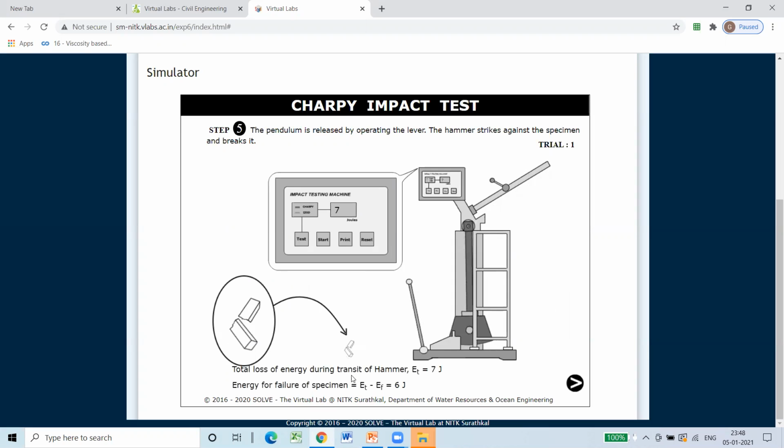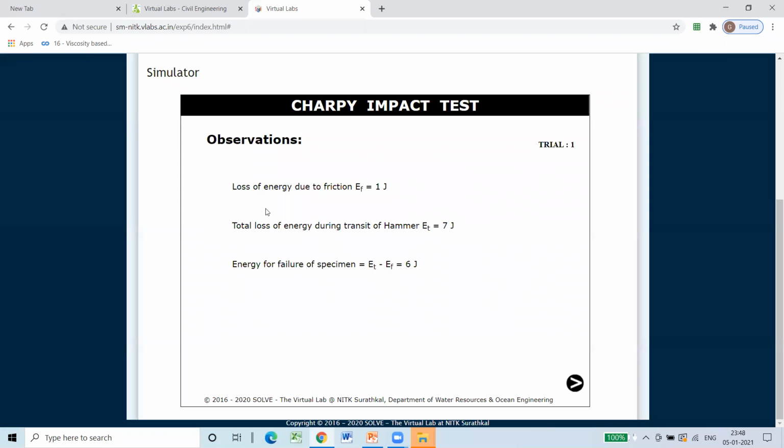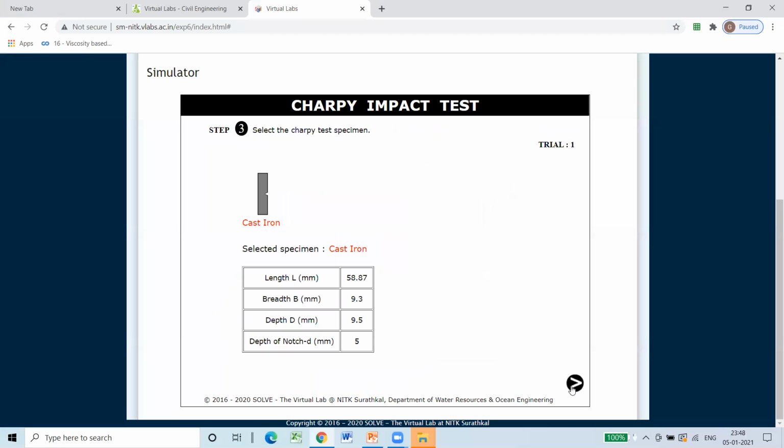Here you can see the broken specimen. So total loss of energy during transit of the hammer is around 7 joule, and we had noted down the friction loss is 1 joule. Therefore, energy for failure of specimen is 7 minus 1, that is equal to 6 joule. And observation, as I said, loss of energy due to friction 1 joule, total loss of energy during transit of hammer is 7 joule, and energy for failure of specimen is 7 minus 1, that is equal to 6 joule.